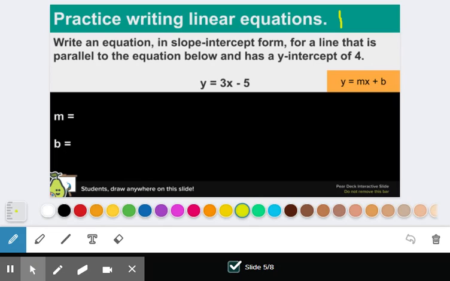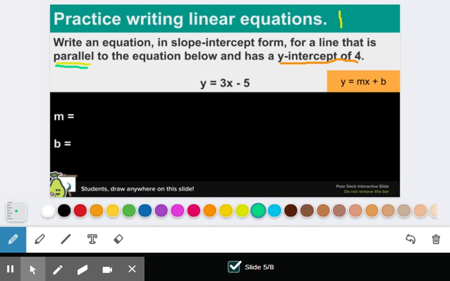So I've given you some space over here to write out what your new m and b are going to be, and then you can write out your equation. So the directions for example 1 say, write an equation in slope-intercept form for a line that is parallel to the equation below and has a y-intercept of 4. So when it tells us it's parallel, I know that that's giving me a hint about the slope. And then I'm going to have to go look at my equation that they gave me to figure out what my slope is going to be.